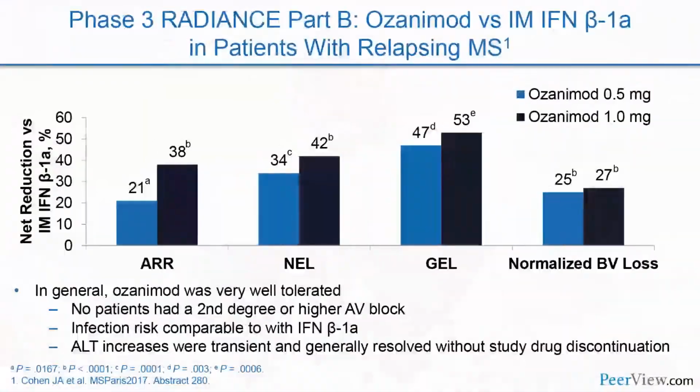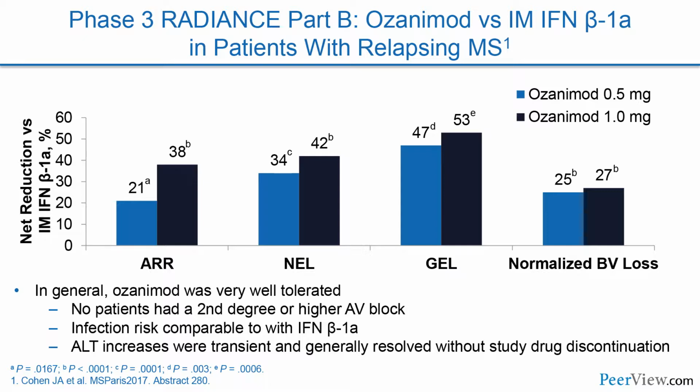In RADIANCE Part B, patients were randomly assigned 1:1:1 to receive once-daily oral ozanimod 0.5 milligrams or 1 milligram, or weekly intramuscular interferon beta-1a for a period of 24 months. The primary outcome was annualized relapse rate at 24 months. The results of this trial showed that compared to intramuscular interferon beta-1a, both doses of ozanimod significantly reduced annualized relapse rate, the number of new and enlarged T2 lesions, and the number of gadolinium-enhanced lesions.